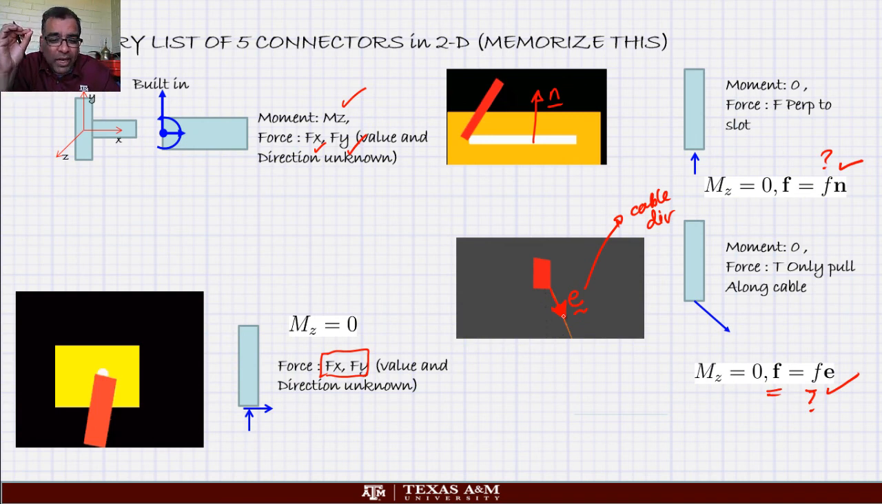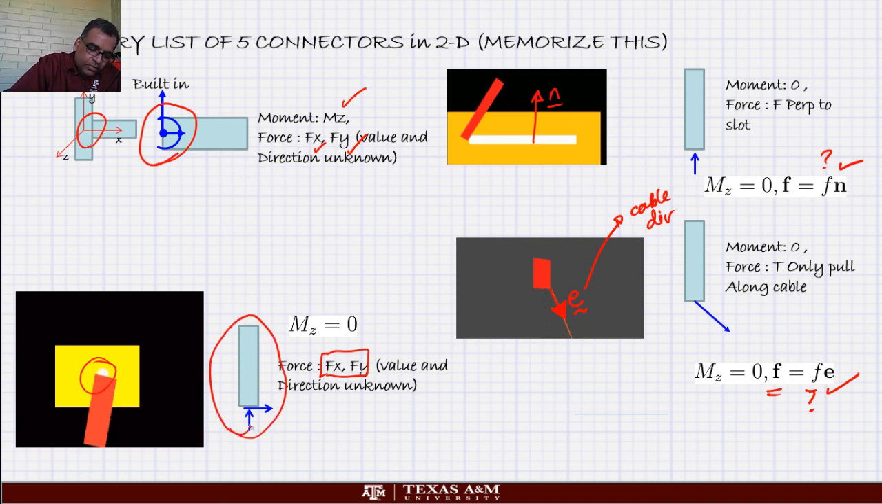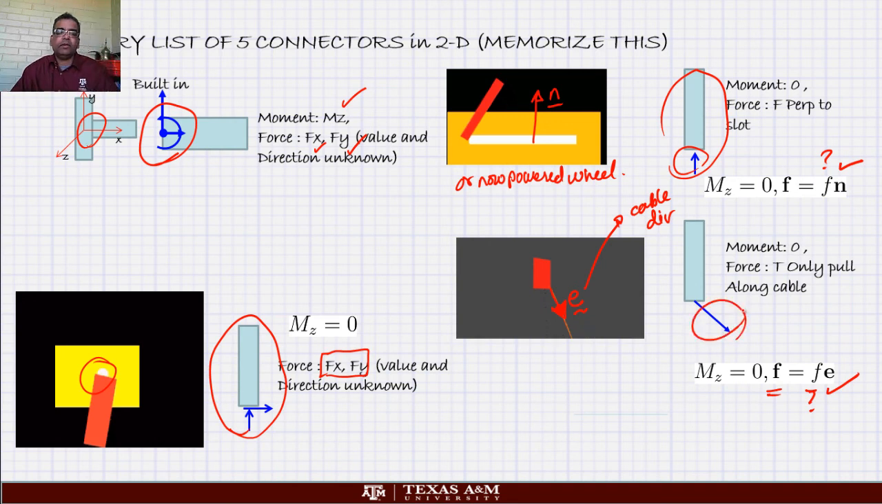You should know which joint has which kind of force. So the minute you see something like this, you can replace it with that. The minute you see something like this, you can replace it with that. The minute you see something like this or non-powered wheel, you can replace it with that. The minute you see a cable, you can replace it with that. If you remember these four things, you can do quite a few free body diagrams very easily. Okay, so it's well worth memorizing. So please memorize it. Thank you.